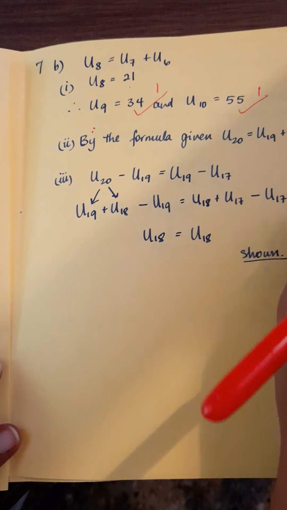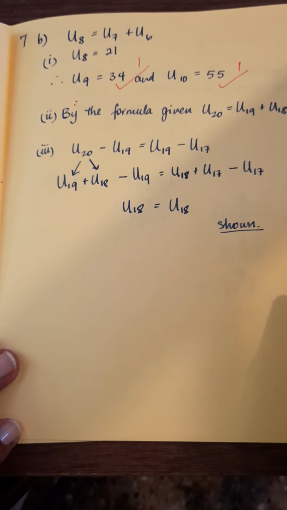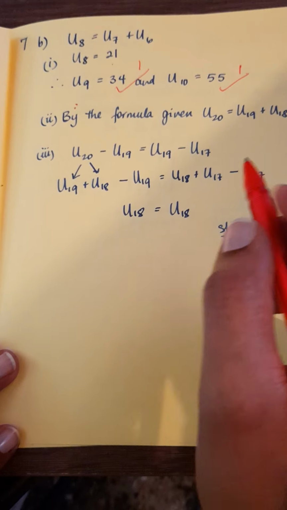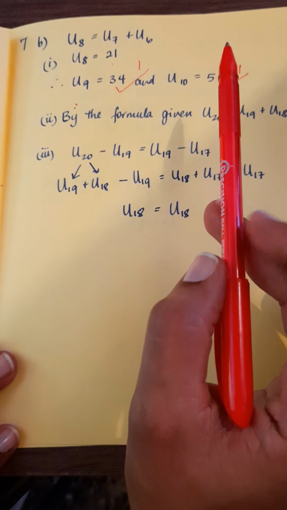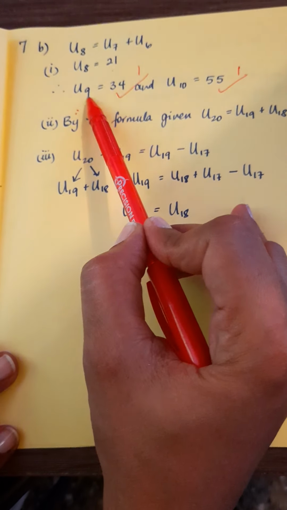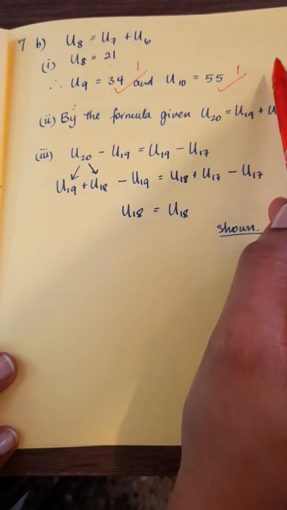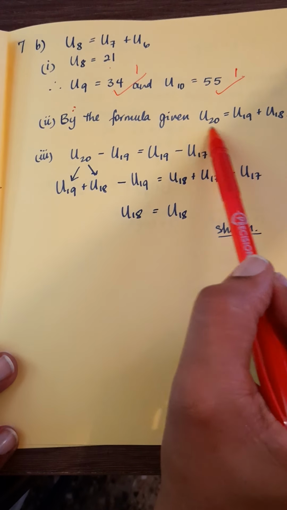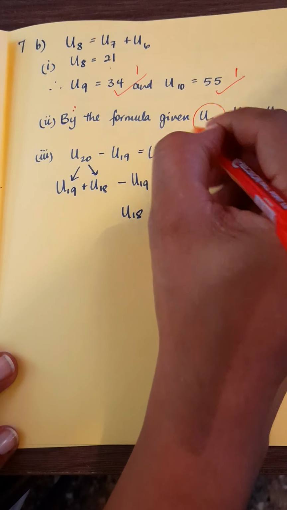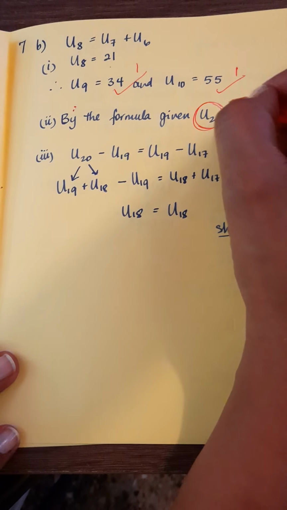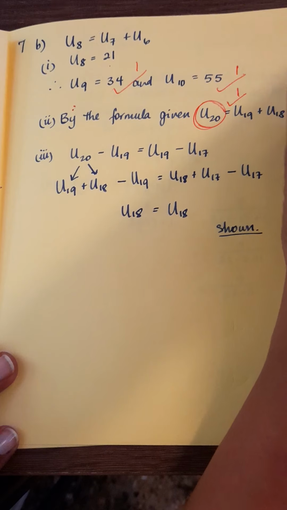Which term in the sequence is the sum of u18 and u19? If we look at it, it is always the last two. u9 was 8 and 7. u10 was 9 and 8. So if I have 18 and 19, then it is going to be u20. 1 mark for that.